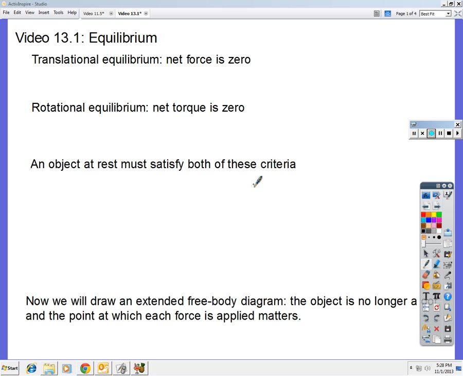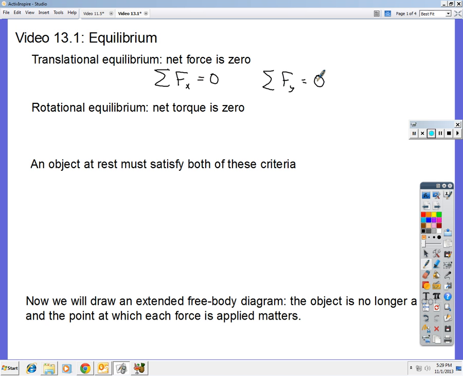Translational equilibrium, we already know all about. What that means is the net force is zero. And usually that's going to be in 2 or occasionally 3 dimensions, but basically the idea is the sum of the x forces equals 0, and the sum of the y forces also equals 0.